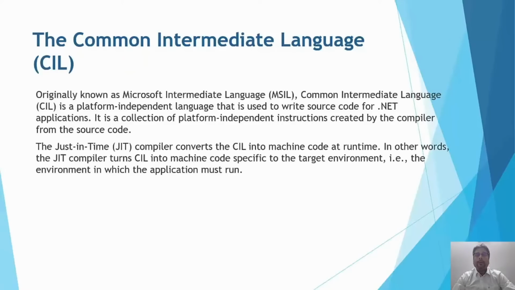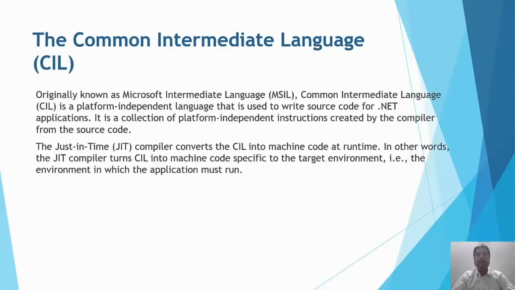The common intermediate language is another component of the CLR, which is a platform independent language that is used to write source code for .NET applications. It is a collection of platform independent instructions that is created by the compiler from the source code. So we were talking about IL. So the common intermediate language is that IL. So when you write your code in C# or when you write your code in F# or VB.NET, when you compile it, the output is IL code. So that is common intermediate language.